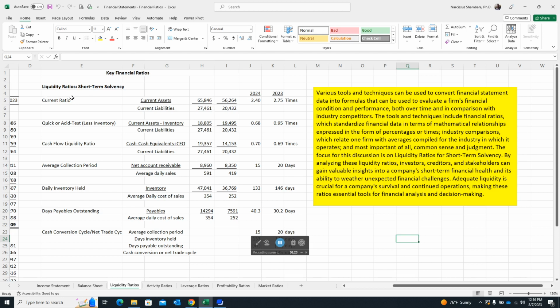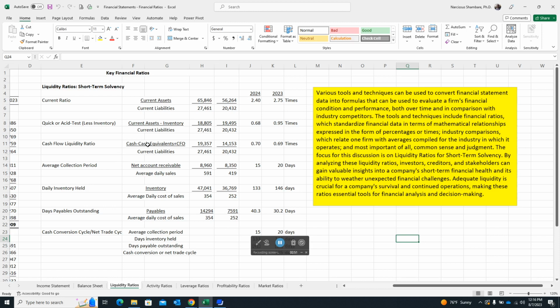And just remember that this is for liquidity ratios. We're just focusing on the liquidity, right? The short-term solvency of the organization. In other words, the organization's ability to fulfill its financial obligations, at least in the short term. There are also other long-term solvency financial ratios where you can measure whether the organization will be able to survive in the long term.